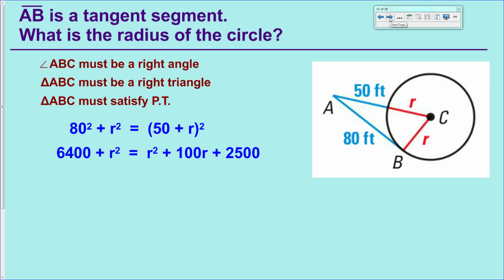From there, we have an r squared on both sides. That's nice. We don't have to solve a quadratic anymore. They're just gone. And then it's simply combining like terms and solving. 39 feet equals r.